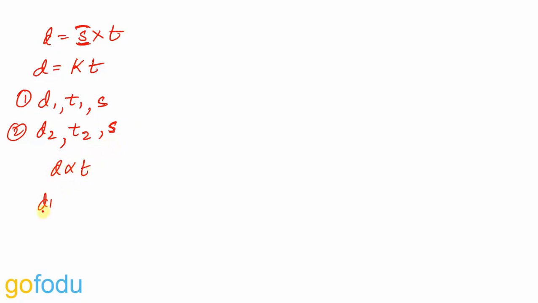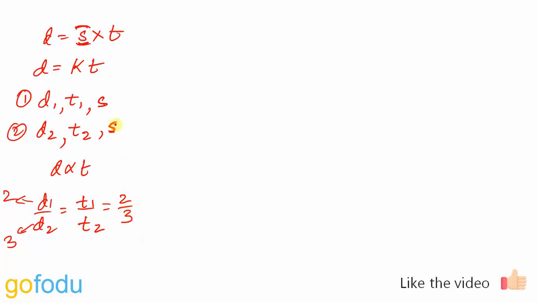That means d1 upon d2 is equal to t1 upon t2. If ratio of distance covered in both the cases is 2 upon 3, d1 upon d2 is 2 upon 3, then t1 upon t2 will also be 2 upon 3. If d1 is 2 and d2 is 3, that doesn't mean t1 is 2 and t2 is 3. That will mean t1 upon t2 is 2 upon 3. Now this is the case when speed is constant.